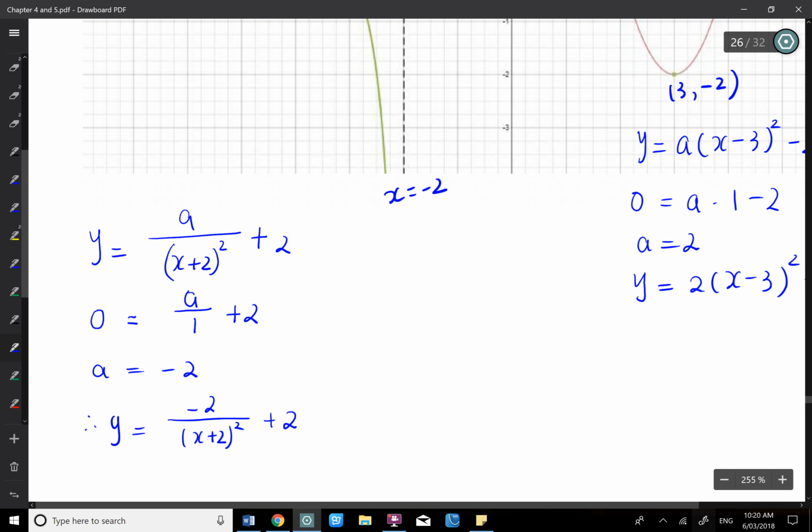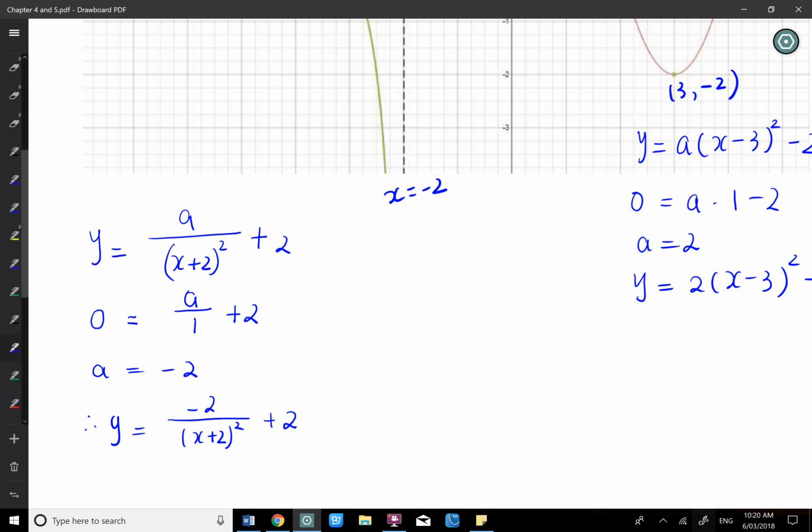If you use the hyperbola function, your a value will be 2 instead of -2. But the question should tell you whether it's a truncus or a hyperbola. So if I'm telling you that's a truncus, you need to use that equation.